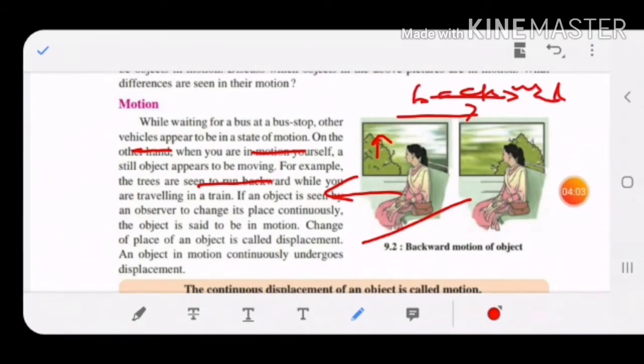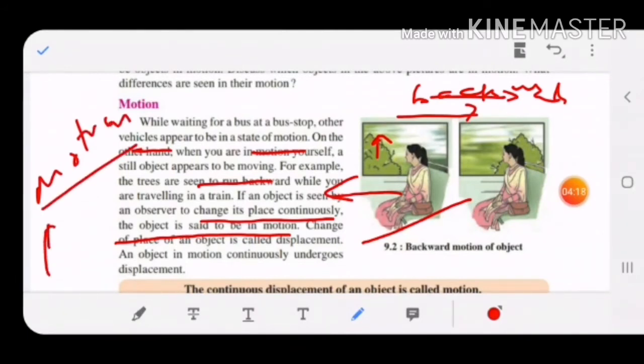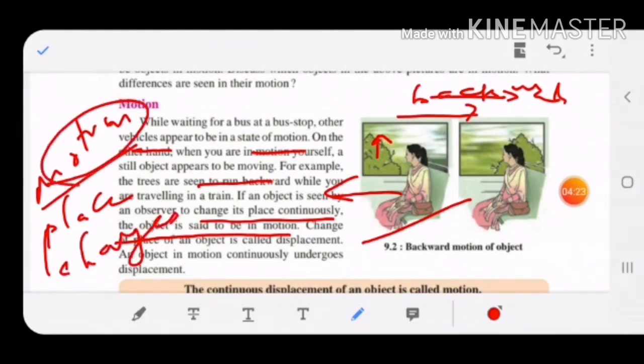Okay children, while you are traveling in a train, if an object is seen by an observer to change its place continuously, the object is said to be in motion. Children, when we say that the object is in motion, what does it change? It changes its place, then we say that the object is in motion. Change of place of an object is called displacement. And when the object changes its place from place A to place B, the object moves, then we say that the object has done what?